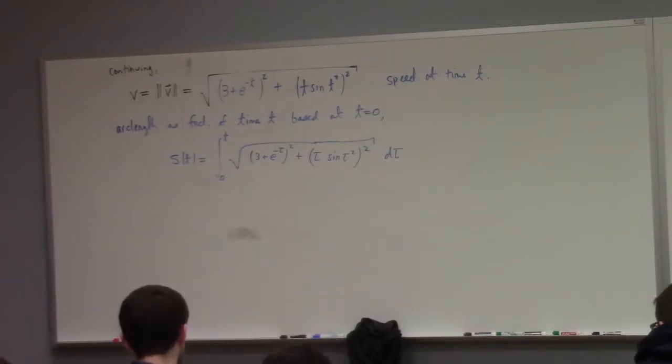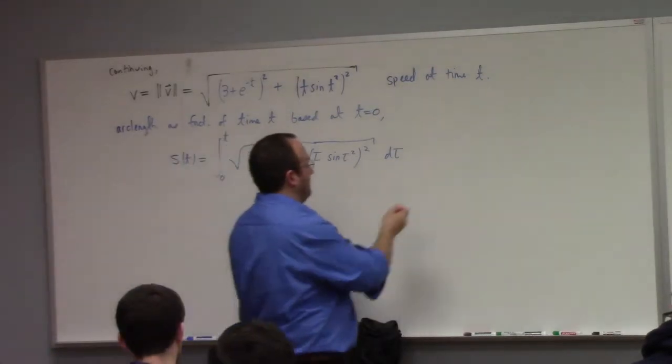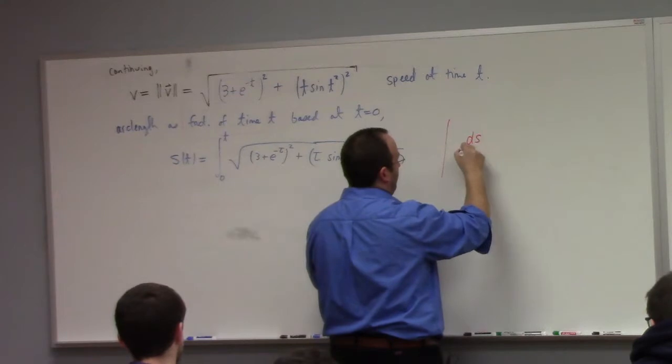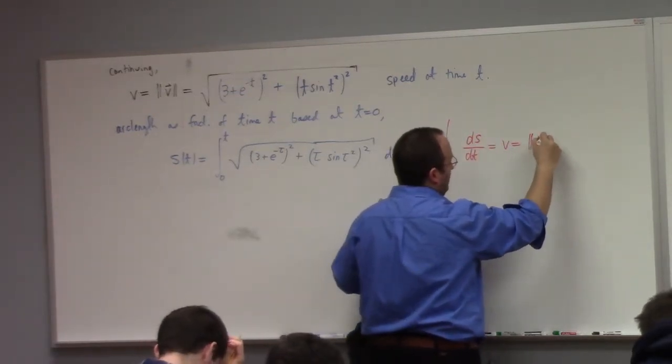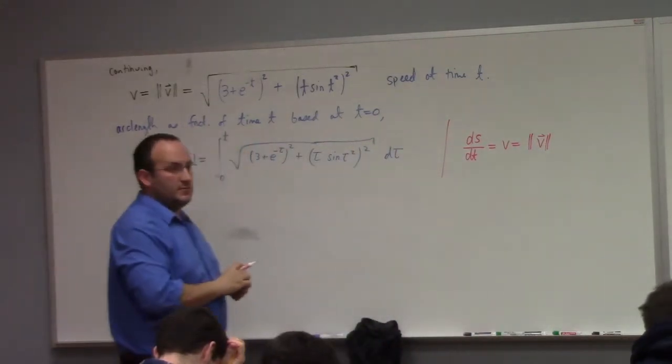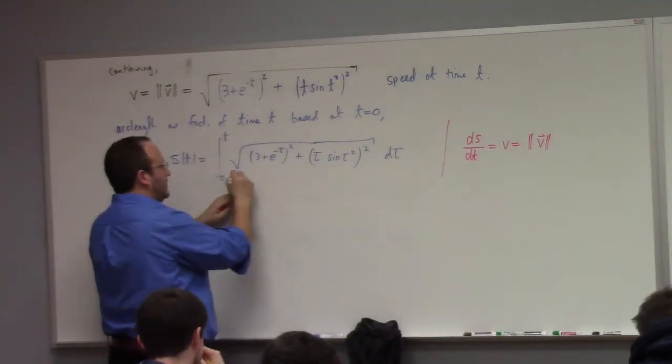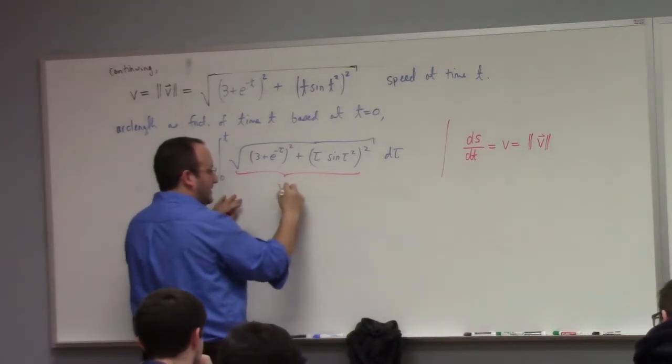If you integrate the speed from, say, a base time to time t, that gives you the arc length as a function of time. I claimed that the derivative of the arc length function with respect to time is speed. Can you see why that would be consistent with what I wrote on the board? My claim is that dS/dt is equal to v, where that's the magnitude of the velocity. What is this here? This is nothing more than the velocity at time tau.